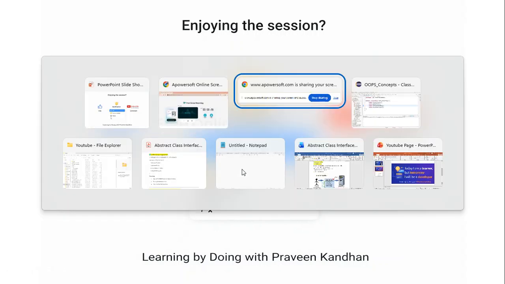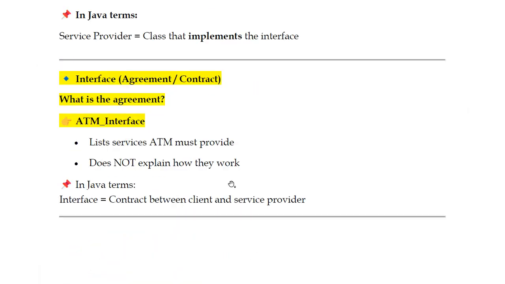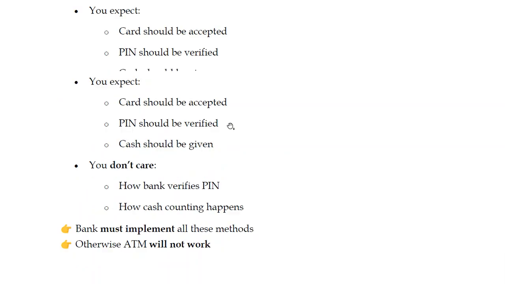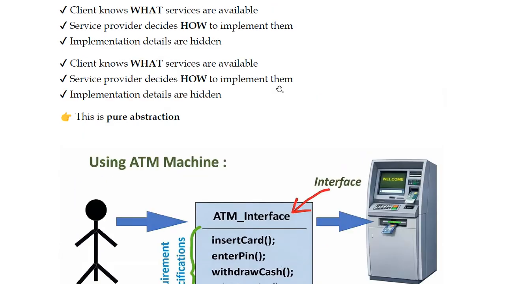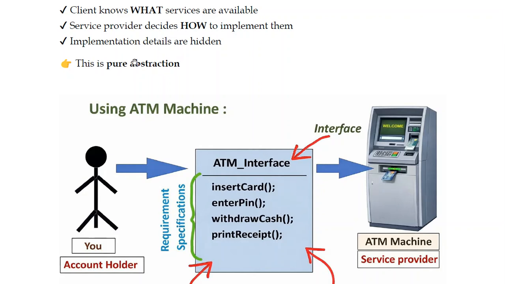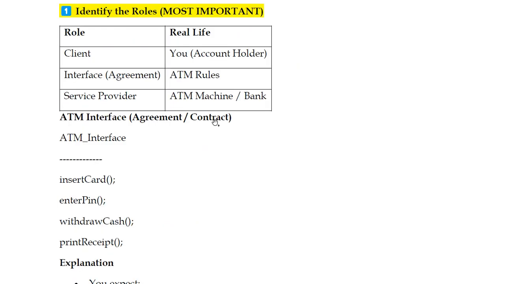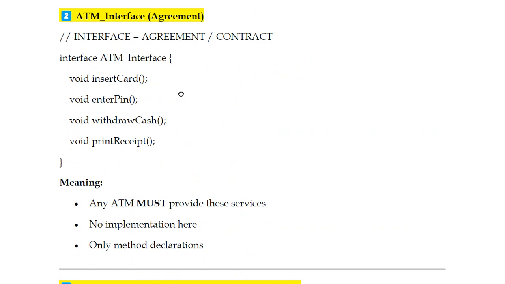Let's get started. In our previous session, we discussed interface. An interface is a contract between the client and service provider. The important thing is that it implements 100% abstraction. That's why you call it pure abstraction. Implementation details are not written, only the declaration part is available. Now we'll discuss how to bring it into reality.